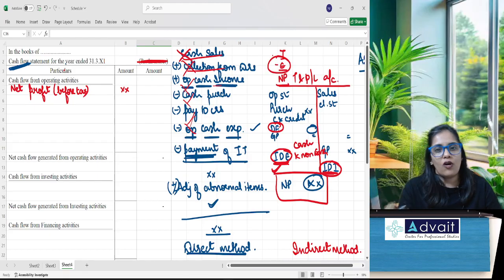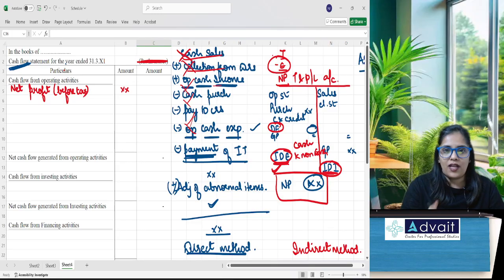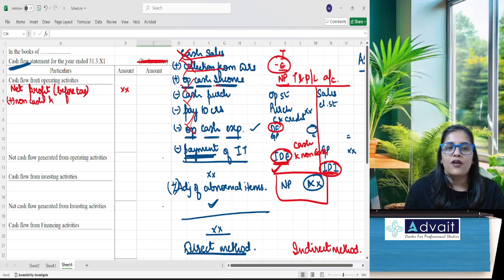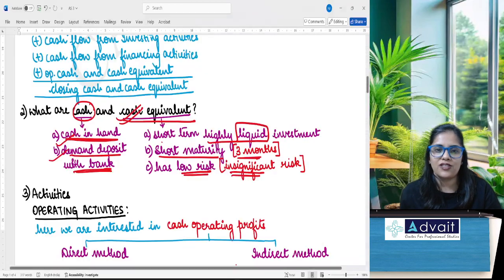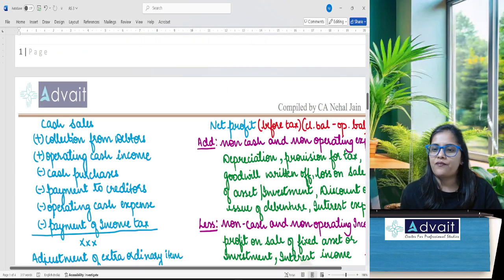That expenses is already minus, right? Which we did not have to minus. So, now add it back. So, you add back non-cash and non-operating expenses. Similarly, we minus non-cash and non-operating incomes. Okay, I'll give you some examples of these non-cash items.